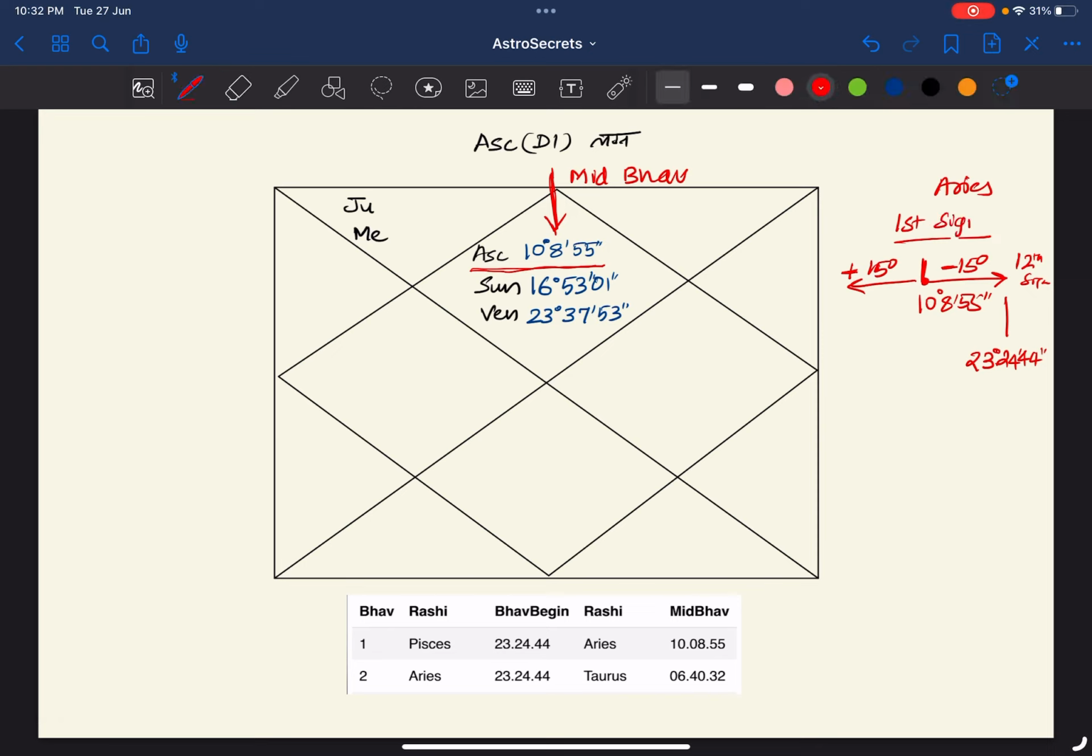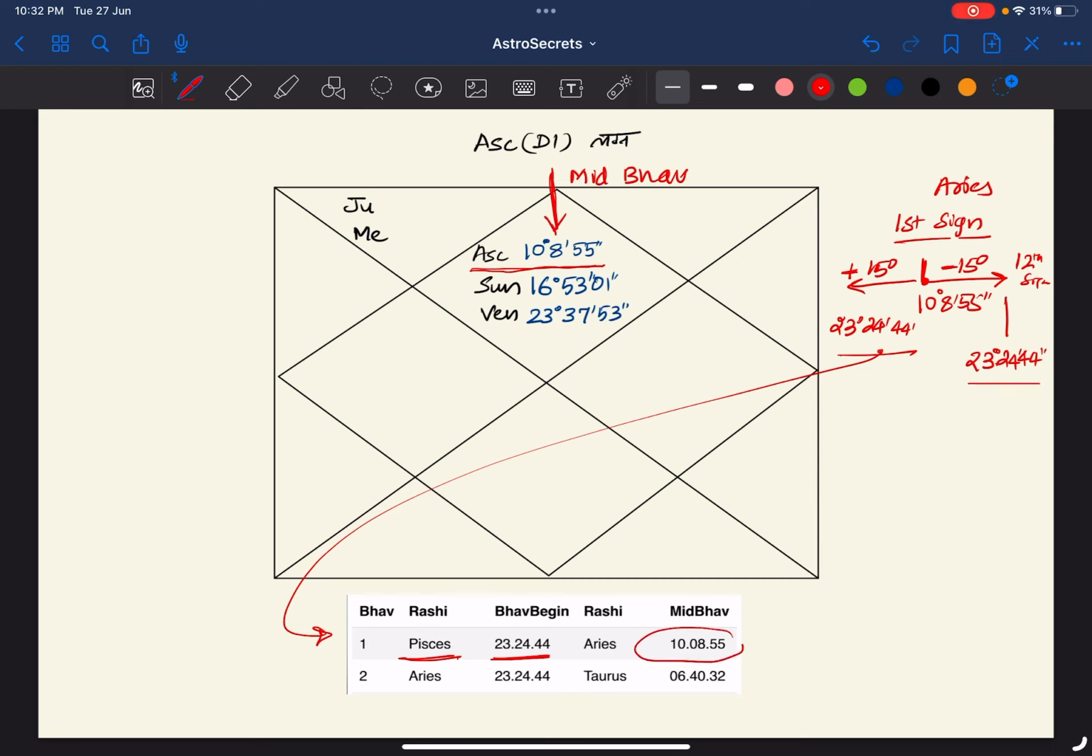Okay, so if I add 15 degrees, it will go to, let's say, 23 degrees 24 minutes and 44 seconds. That is what you get in the Bhav Chalit chart as well, right? So if you take a look at the first house, bhav begins at Pisces sign itself, which is around 23 degrees 24 minutes 44 seconds.